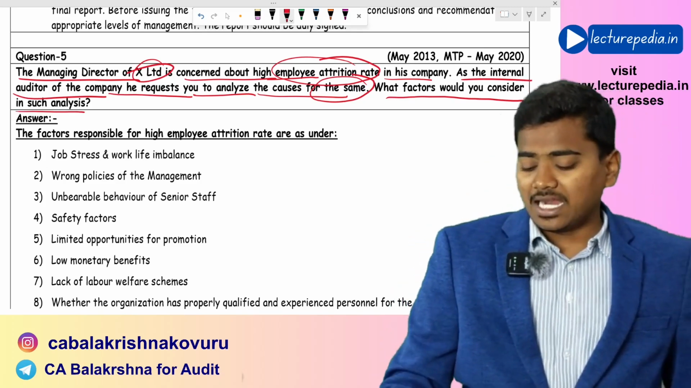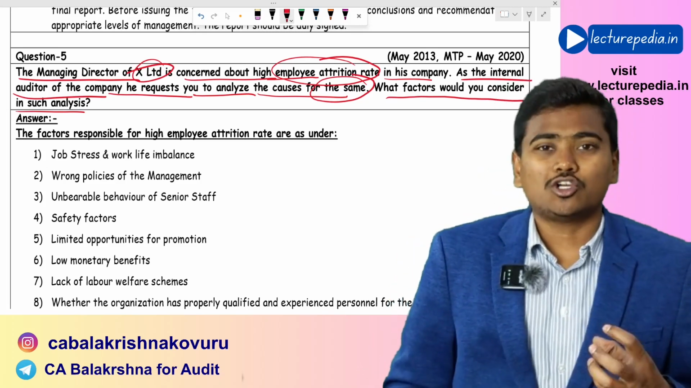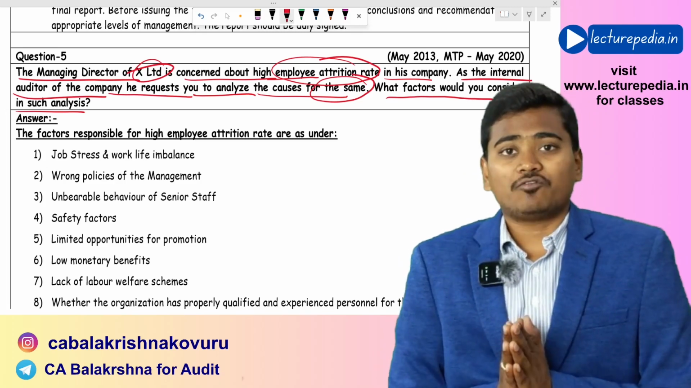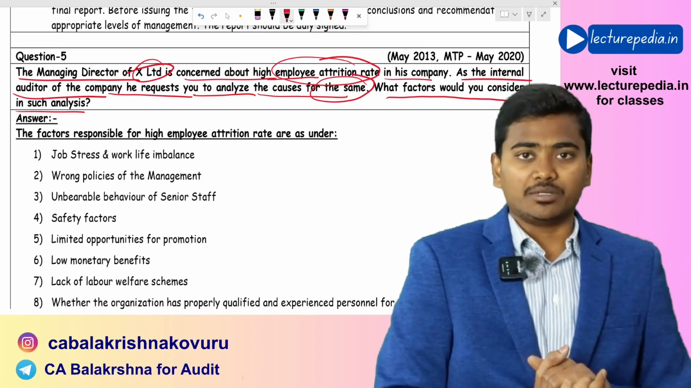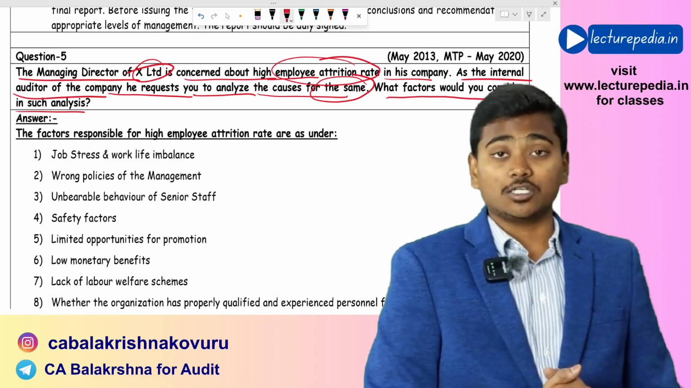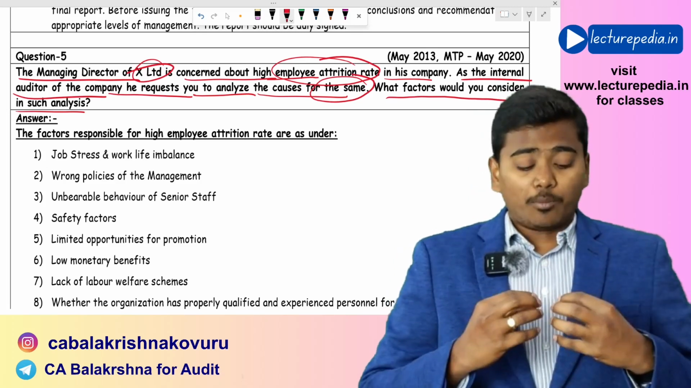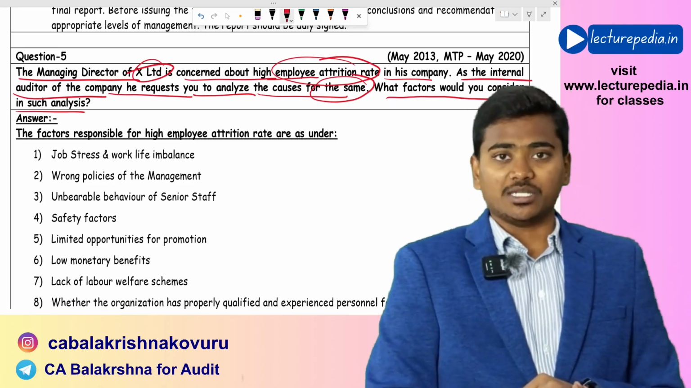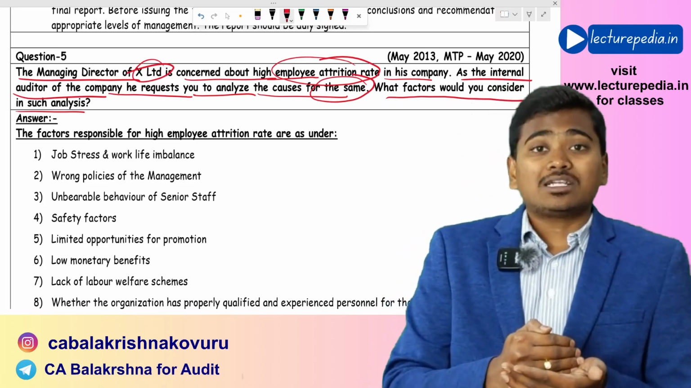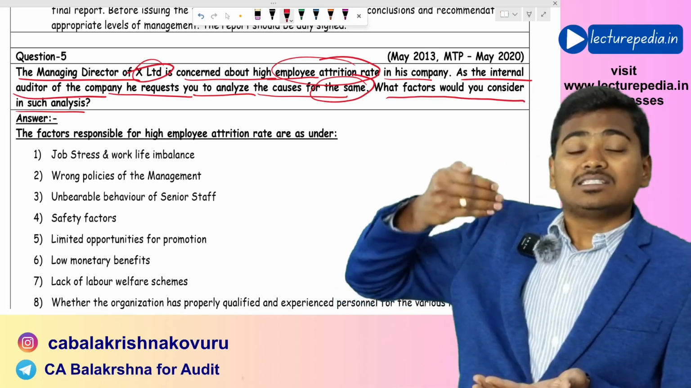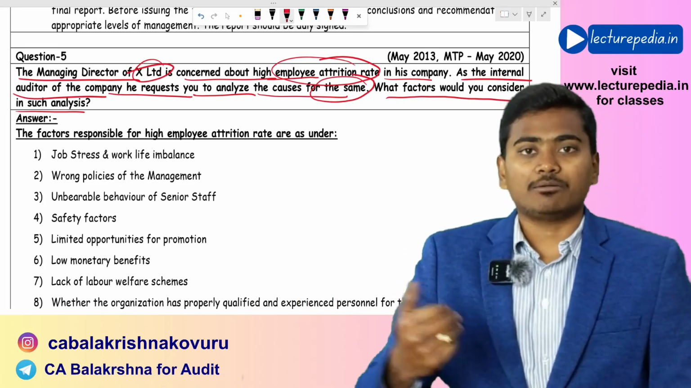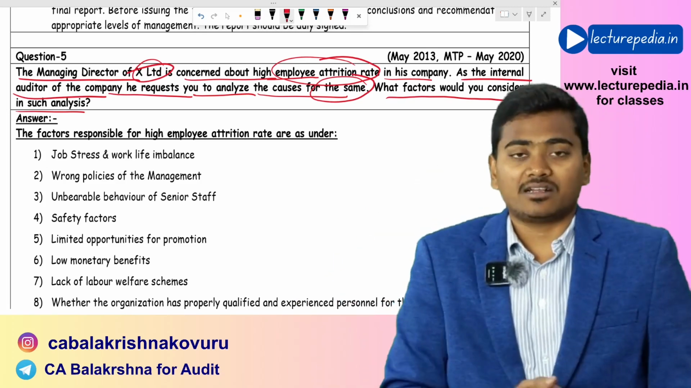Basically, employee attrition can take place because of job stress. Employees are feeling high job stress, and they are not able to find proper work life balance in the company. This could be one of the reasons why there could be high employee attrition rate. Or employees are not liking the policies that are being framed by the management. Even this could be one of the reasons. Or employees might be not satisfied with the behavior of their senior staff. Senior staff is not behaving properly. Even because of this, they can leave the company.